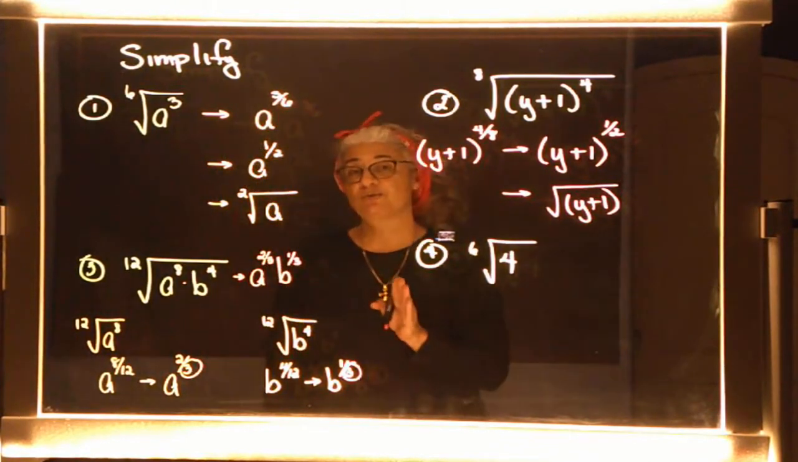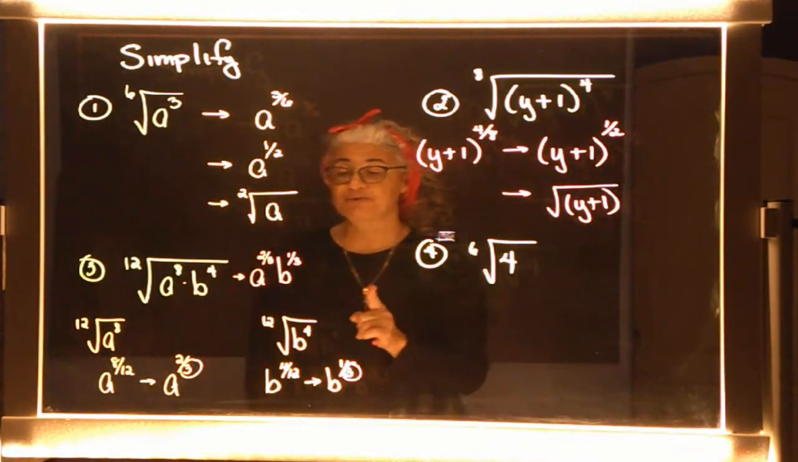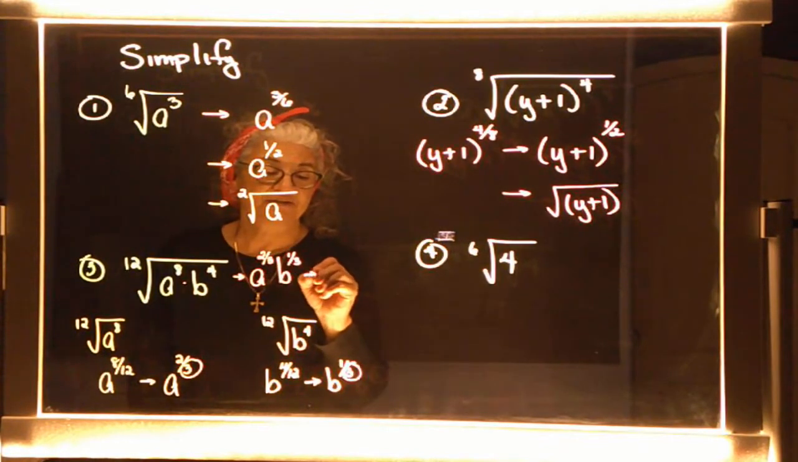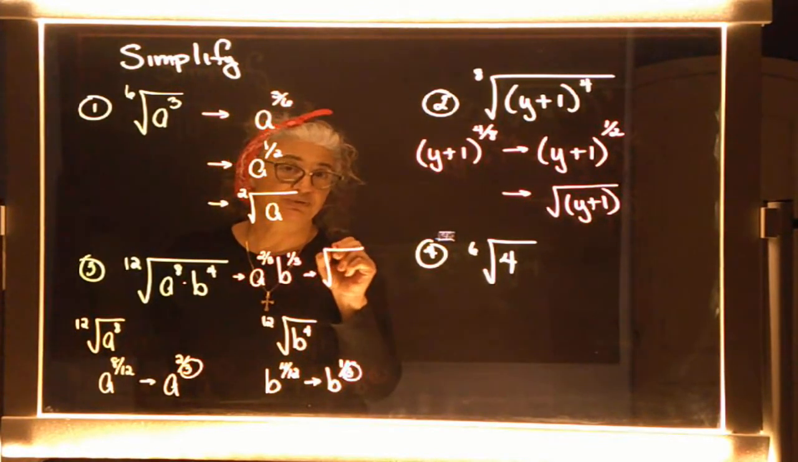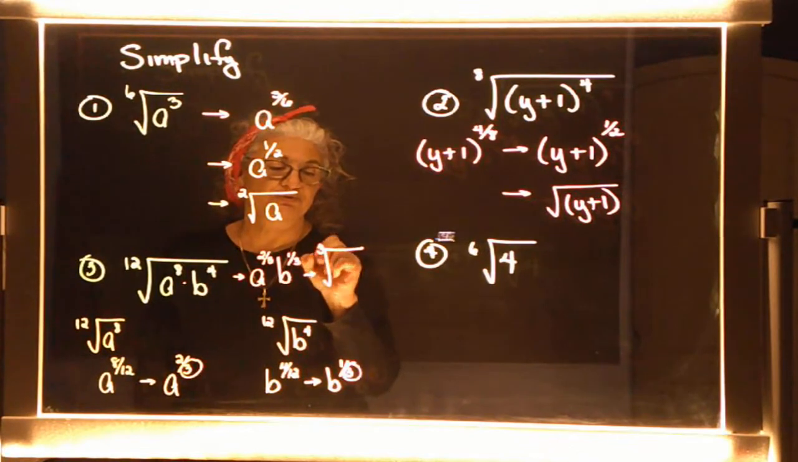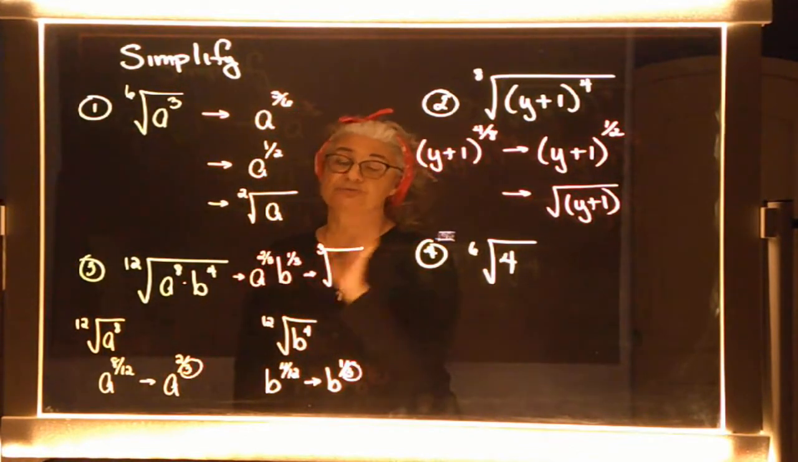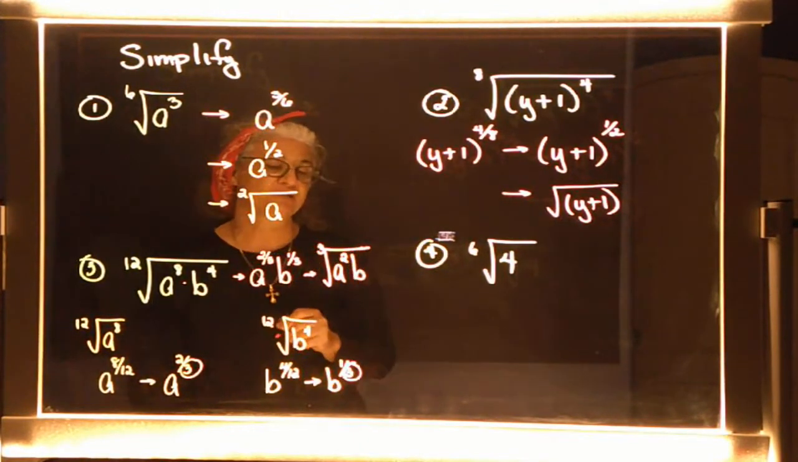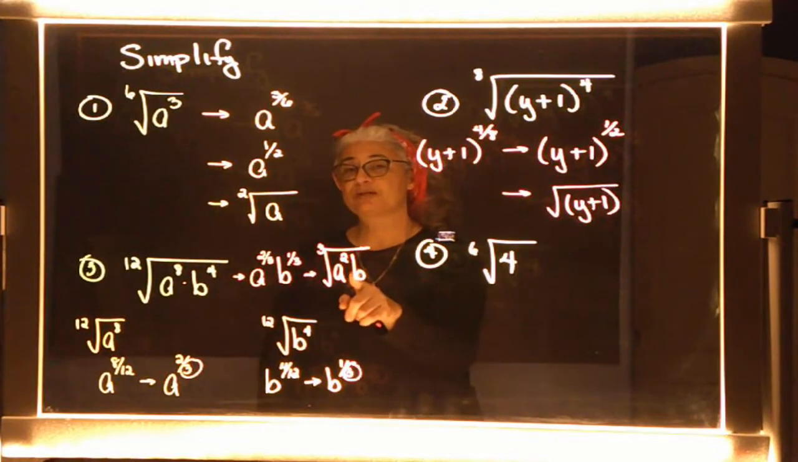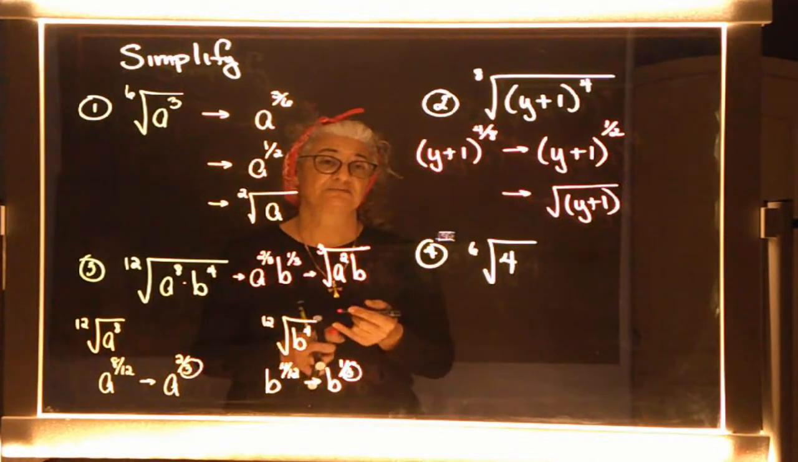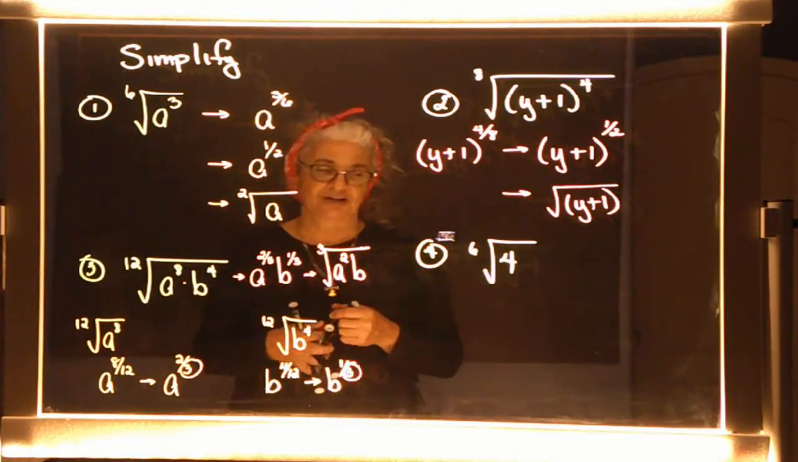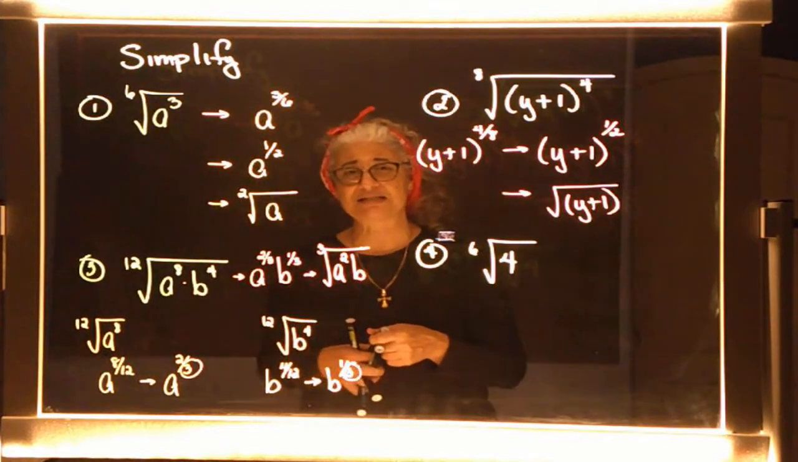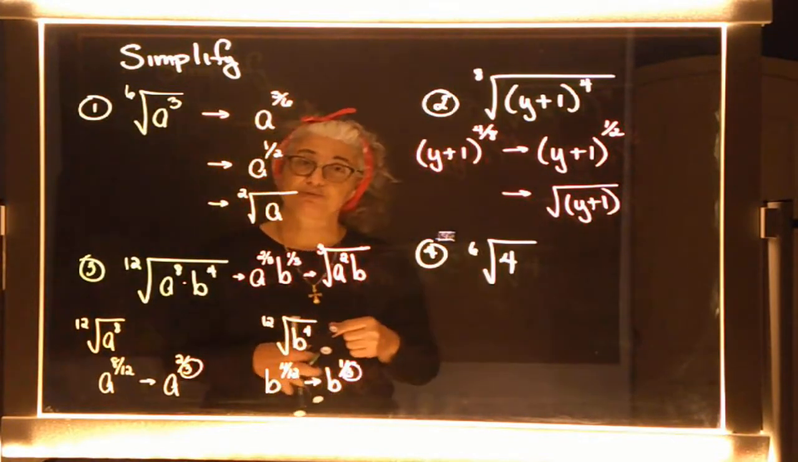That's fine if they want the exponent, but if they want the radical, you're going to have to rewrite this as which root? Good, the cubed root. Gratefully, they both have the same root. And a is to the power of 2, and b is just b to the 1st. So this is what it would look like as a radical. Good? Awesome. How are we doing? Is this making sense? Cool. Let's look at number 4.